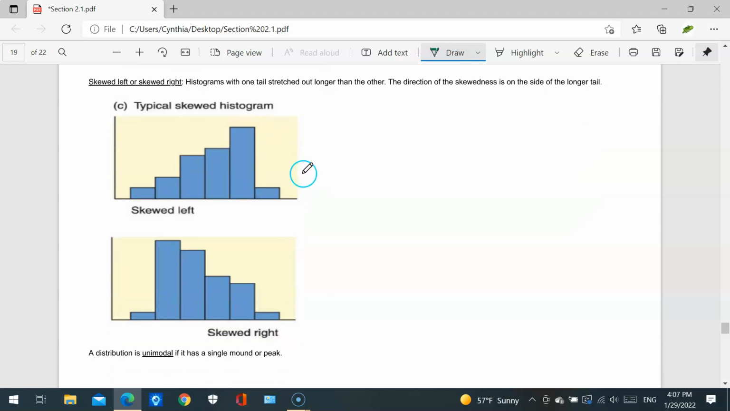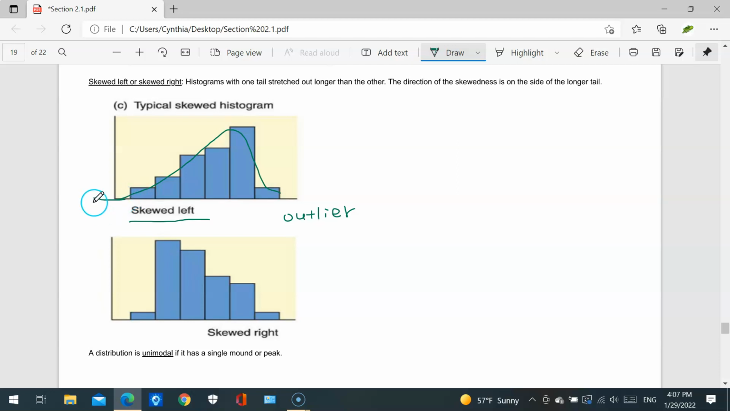Most of the case, we have a graph like this. You can see the tail kind of skews to the left, so we call this a skew left graph. The reason that causes the skew left graph is the outlier. The outlier makes the change. It skews the average to the left.